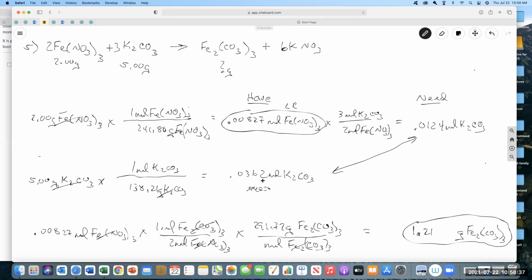Since I have more than I need, right? 0.036 is greater than 0.012, the potassium carbonate. That means since I have more than I need, this is excess. This is not the limiting reactant. Since it's not, this one must be. If you had checked the potassium carbonate, if you'd done the other calculation, you'd find out that you need more than you have. That's how I know I use the iron. Does that answer that question?